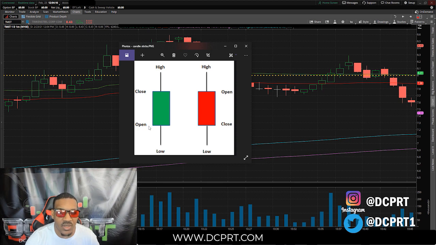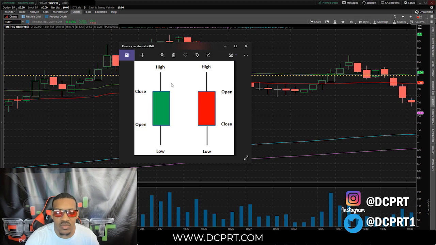So say if this opened up right here and came down, right, and closed, boom. If it closed down here and the wick was down here, this candle will be red instead. Get it? Vice versa with the red candle. If it opens up right here, and say this candle goes up and it closes up, it will be a green candle because the close is higher than the open.